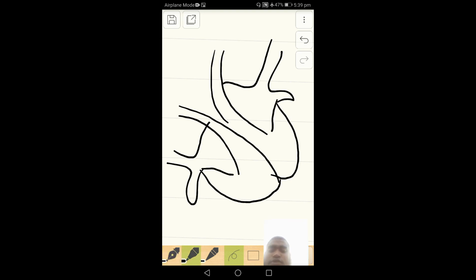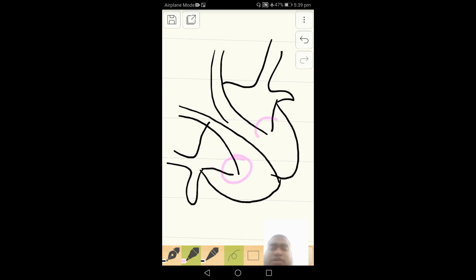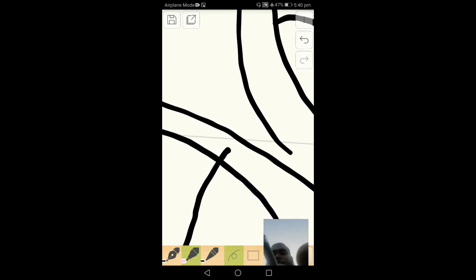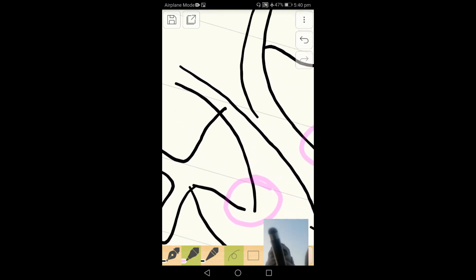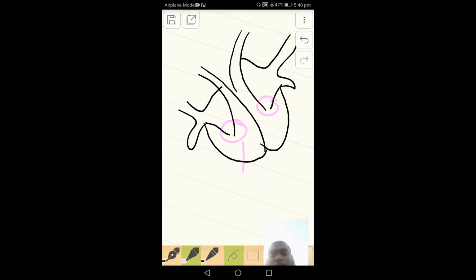These are the two valves present between the atrium and the ventricle. These valves are called the atrioventricular valves. But you must also keep in mind that this is the ventricle, and this is the artery.